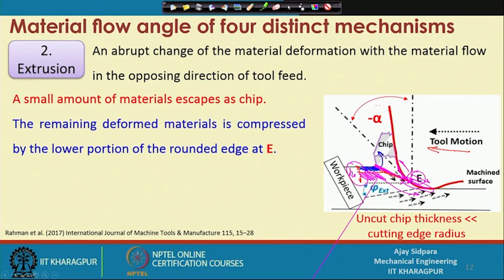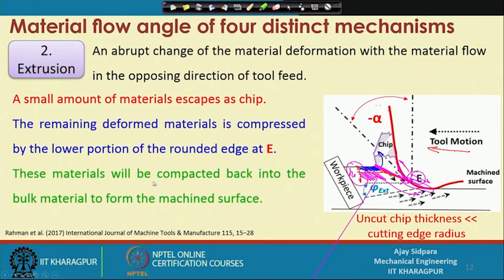So, some material will escape as a chip, while the remaining material is compressed by the lower part of this particular location, and then this material will be compacted back into the bulk material to form the machined surface. So, now where will this material go, because here you do not have any other thing.